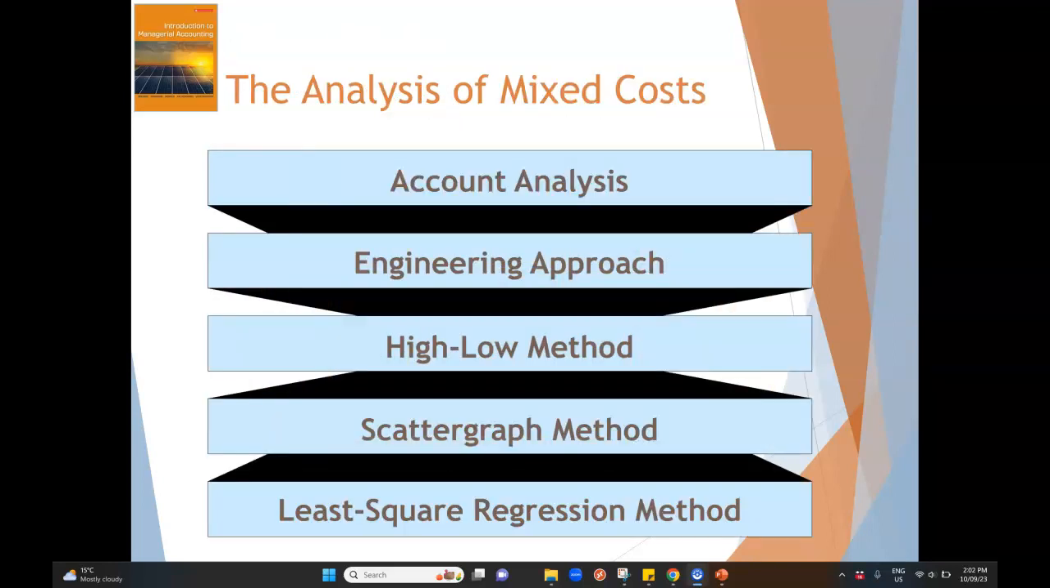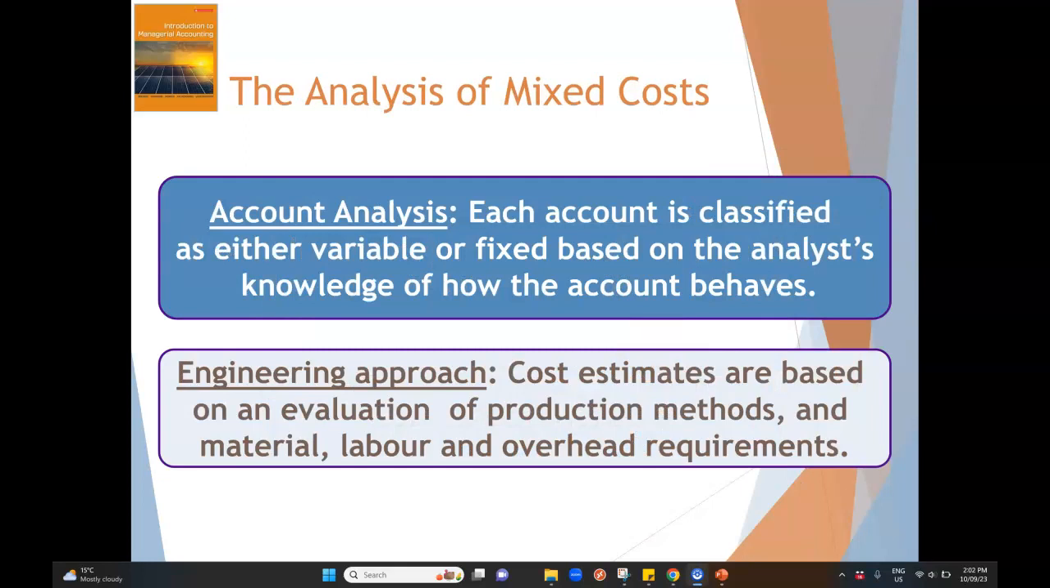The analysis of mixed costs: account analysis, engineering approach, high-low method, scatter graph method, least squares regression method. Account analysis: each account is classified as either variable or fixed based on the analyst's knowledge of how the account behaves. Engineering approach: cost estimates are based on an evaluation of production methods and material, labor, and overhead requirements.